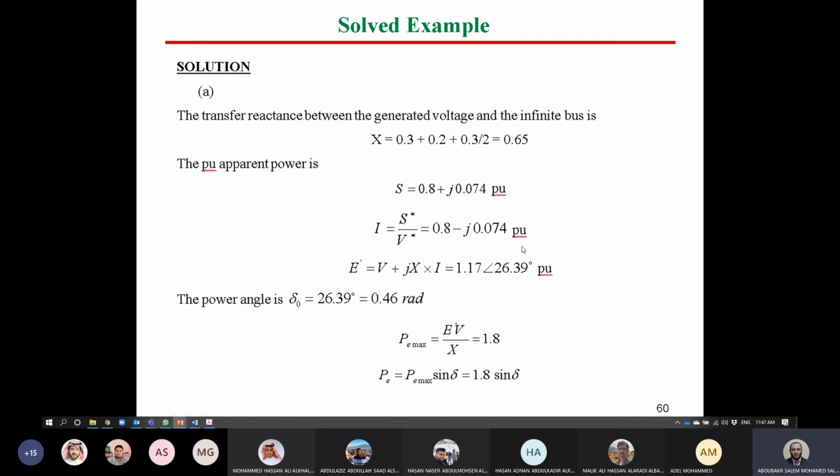Now we need the power angle. The power angle is 26.39 degrees or 0.46 radian. So we can now write the relation of power. You know, P maximum equals EV over X. Substitute in the equation by E, V and X. You will get the power as 1.8. This is the maximum power. If you multiply it by sine of the angle 26.39, it will be 0.8, which is the given value of power. However, we need the equation, so we can now say the equation of power: P equals 1.8 sine delta. So this is the relation now of power and delta.